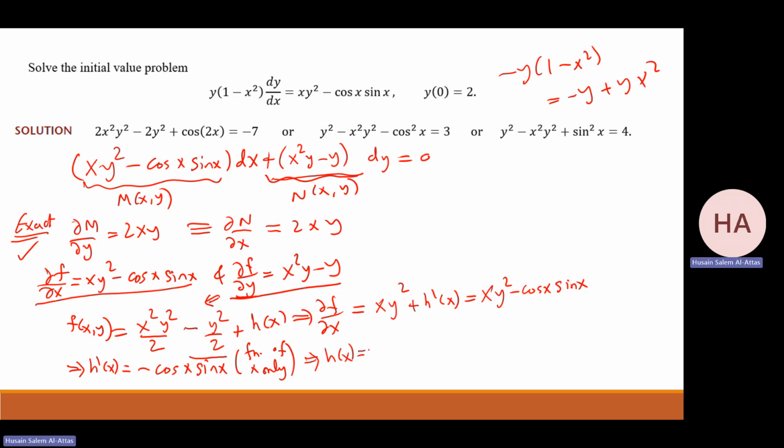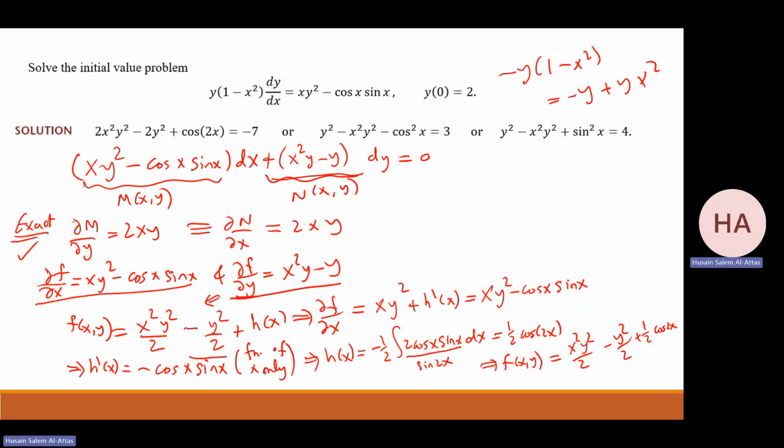h of x will be minus half, I write it this way, 2 cosine x sine x, which is sine 2x. So I have half cosine 2x. Yeah. So my f of x and y will be x squared y squared over 2 minus y squared over 2 plus half cosine 2x.